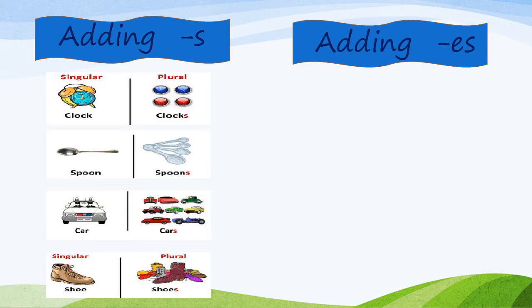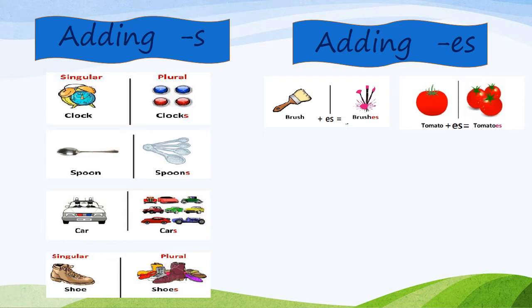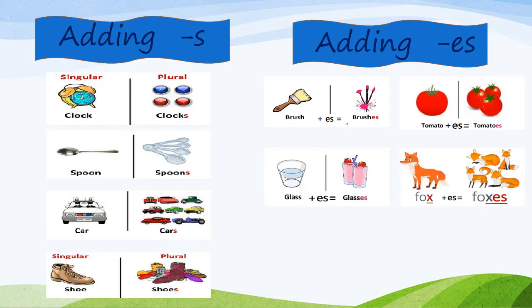The next rule was adding ES. We add ES to singular noun words which end with S, SS, CH, SH, X and O. Let's see each example. First one, brush, which ends with SH. So we add ES, it becomes brushes. Tomato ends with O. So add ES and make it tomatoes. Glass ends with SS. So we add ES and it becomes glasses.